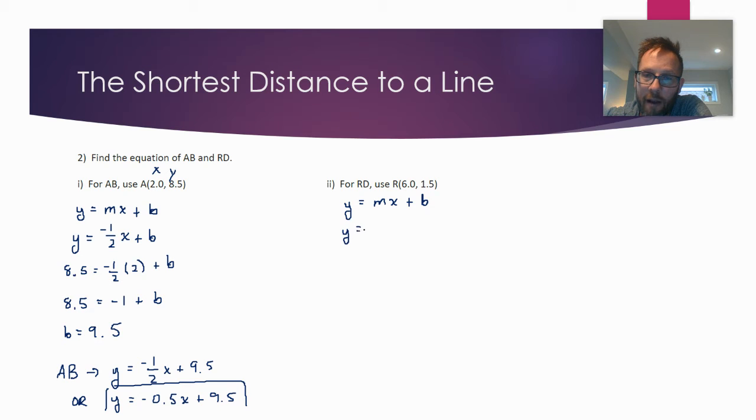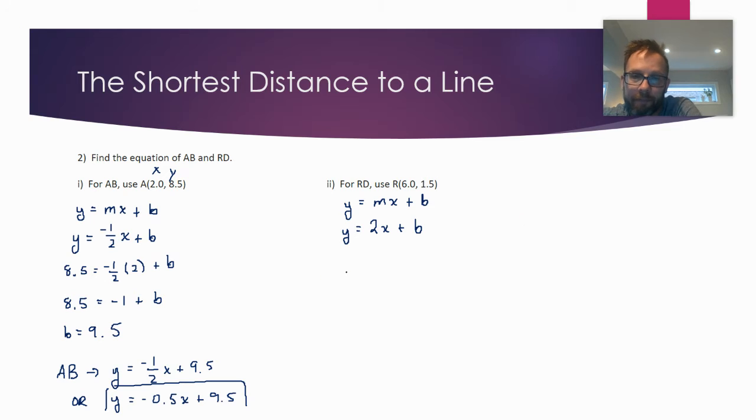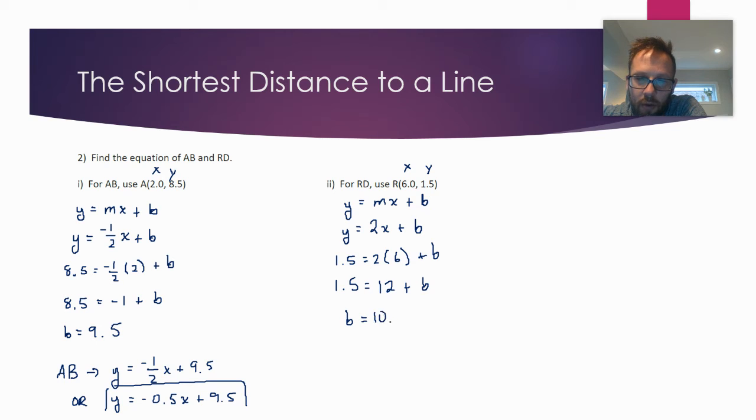And we said for this line, the slope was 2. And if we think about it, for the side road, we don't know where point D is yet. All we know is that the cabin site is on that line. So we'll use 6 and 1.5 for our point. So 1.5 equals 2 times 6 plus b. 1.5 equals 12 plus b. So b equals negative 10.5.